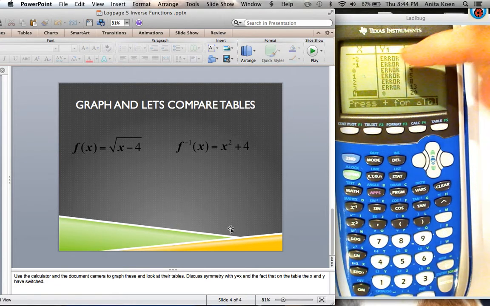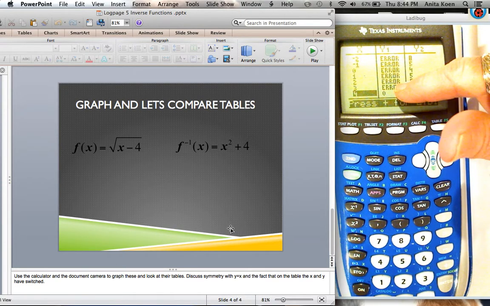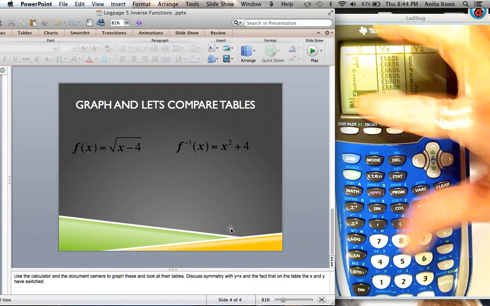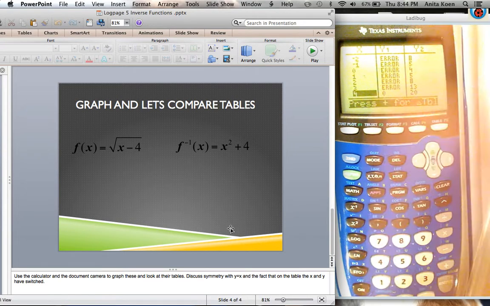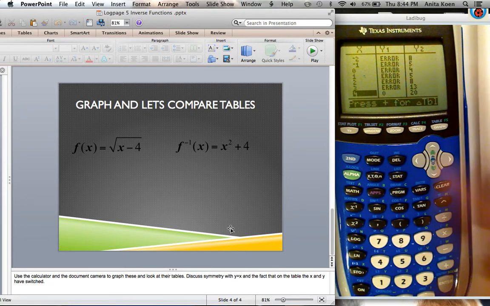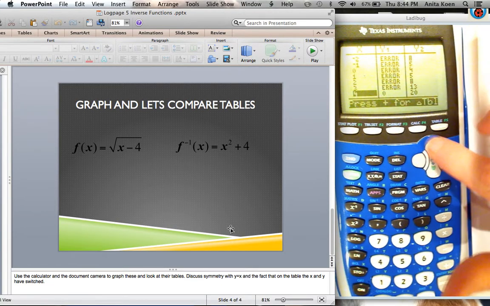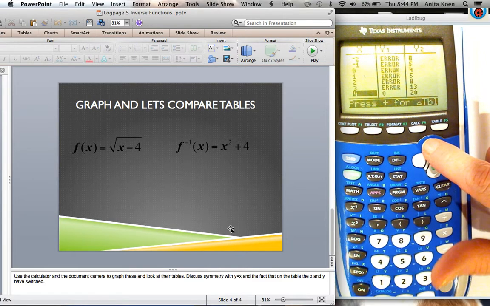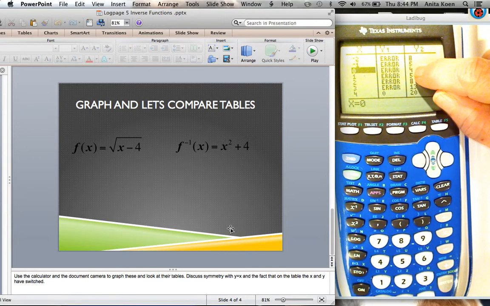I notice for my y1, which is the square root of x minus 4, I have errors until I get up to (4, 0). So (4, 0) is on the square root of x minus 4. I would expect (0, 4) to be on the inverse function x squared plus 4. So let's go up here and look at (0, 4) is on the inverse function. So x and y have switched places.